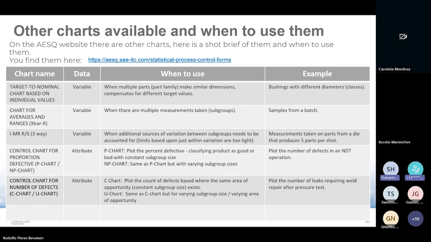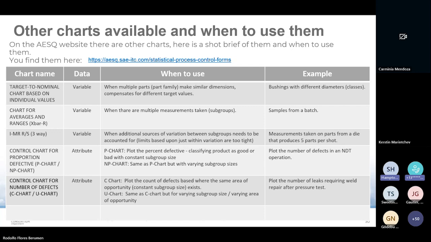So in that case, your IMR, your RS, your three-way chart, will look at the variation between your subgroups and let you know if something shifts there. But you still have your R, your S for within the subgroup, and so you can see something that shifts there. So that's a really powerful control chart.